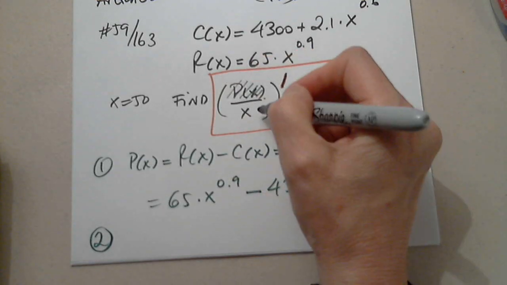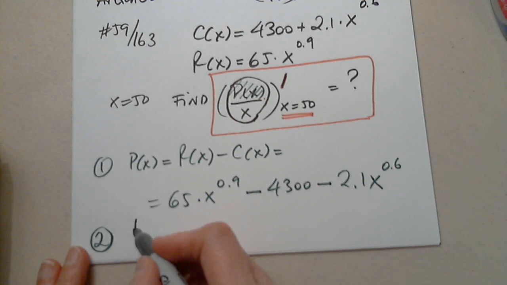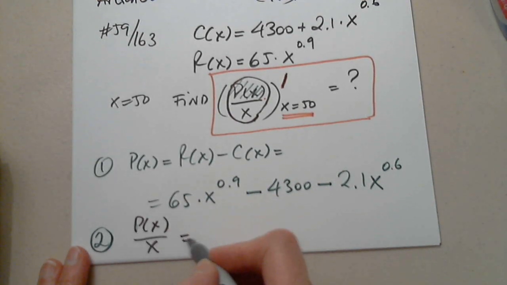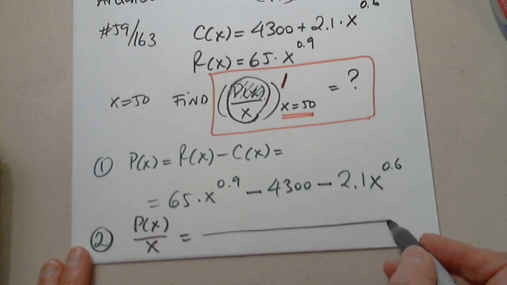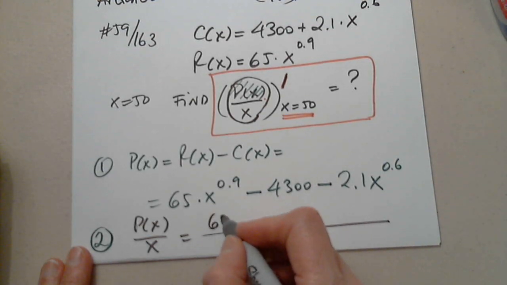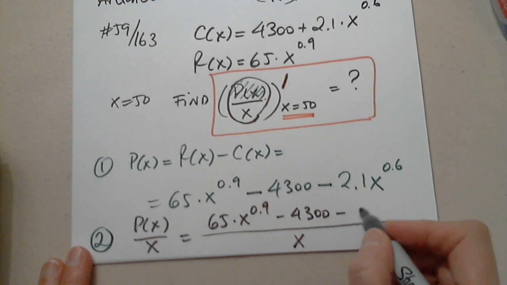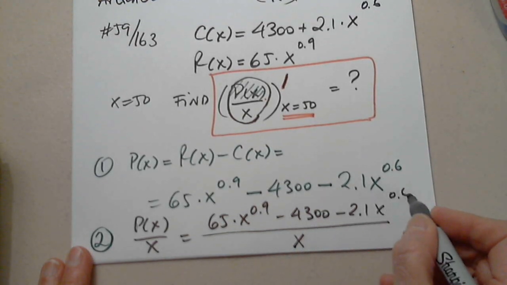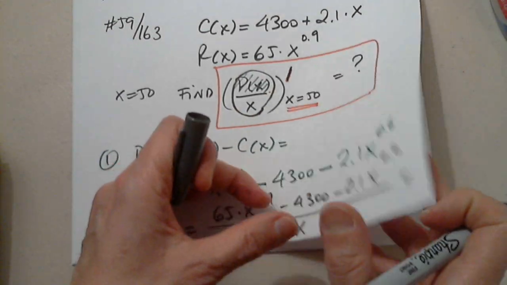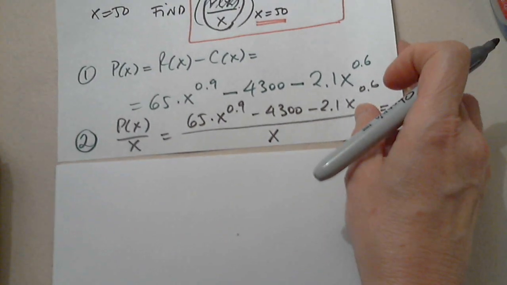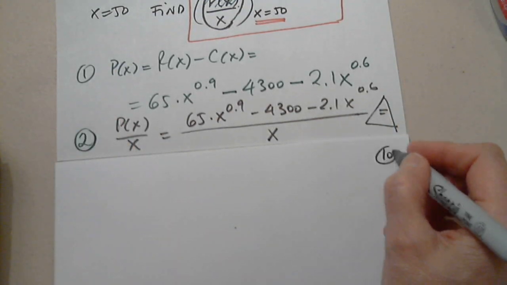The next step is to find this function. So then P of x over x is this minus this minus this, everything over x. I need to explain one thing here before we continue. That's why I'm going to put a triangle.